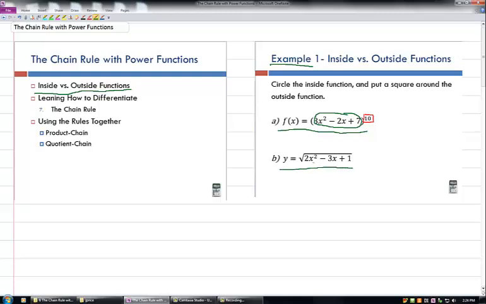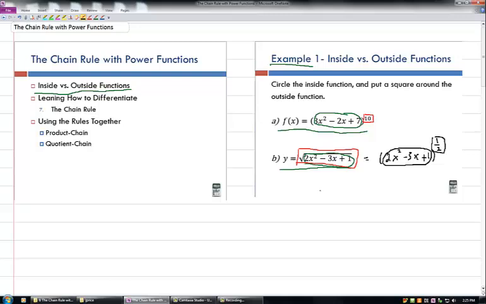On part B, down here we have y equals the square root of 2x squared minus 3x plus 1. So which is the inside part? Hopefully you say this is the inside part, the thing underneath the square root sign, whereas the outside part, it's kind of hard to circle the radical, so I'll just put a square. This is the outside part, that square root. It might be a little more obvious if you write this as 2x squared minus 3x plus 1, all to the 1/2. Then it's clearer that this is the inside, whereas the 1/2 is the outside function.